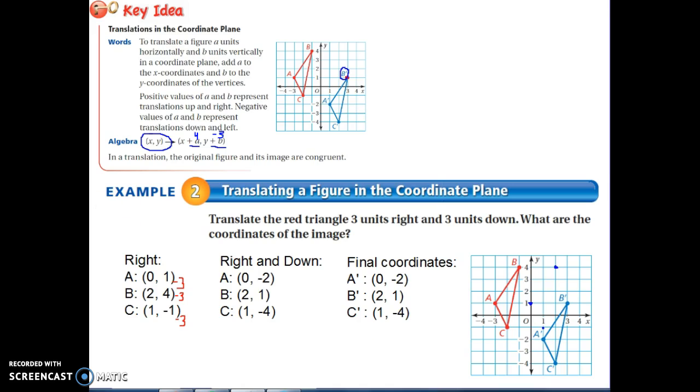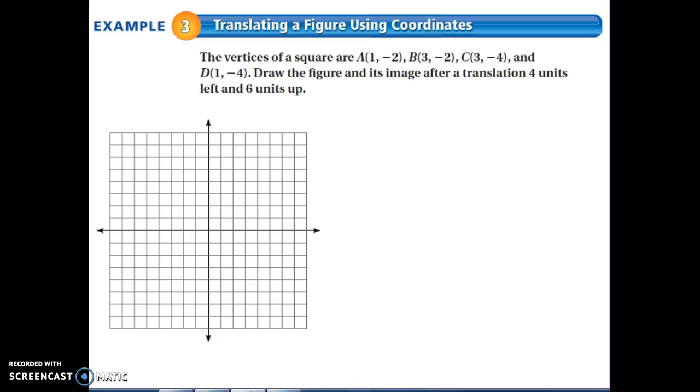1, 4. In example 3 on our next slide, we're going to first draw our original square in the coordinate plane, and then we're going to translate it 4 units to the left and 6 units up. Go ahead and take a moment to pause the video and try this on your own before I jump in to join you.